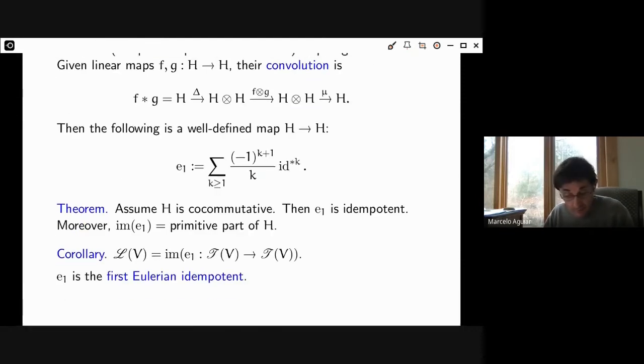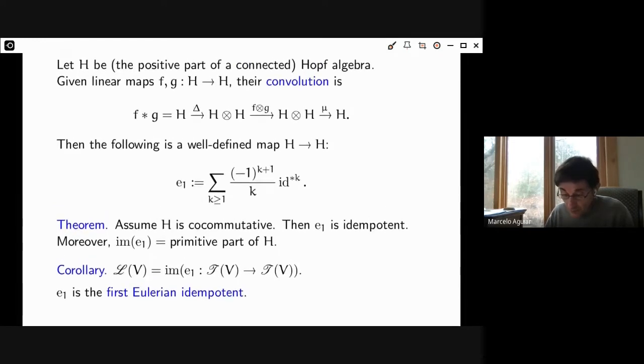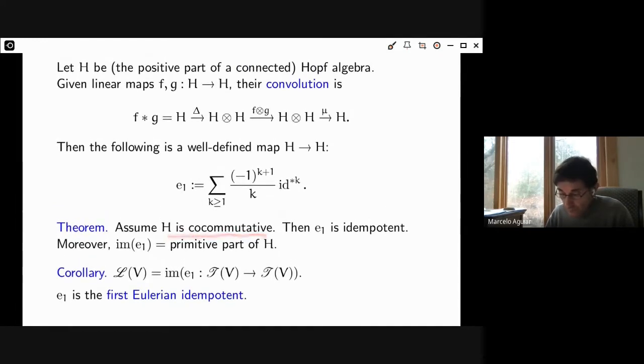So this is a well-defined element. And this element is very special. When the Hopf algebra is co-commutative, this element, E1, happens to be idempotent. So we have another idempotent operator coming in. Before we had the Dynkin idempotent, this is a different operator. It is also idempotent, and it has the property that on any Hopf algebra H of this kind that we're looking at, its image happens to be the primitive part.